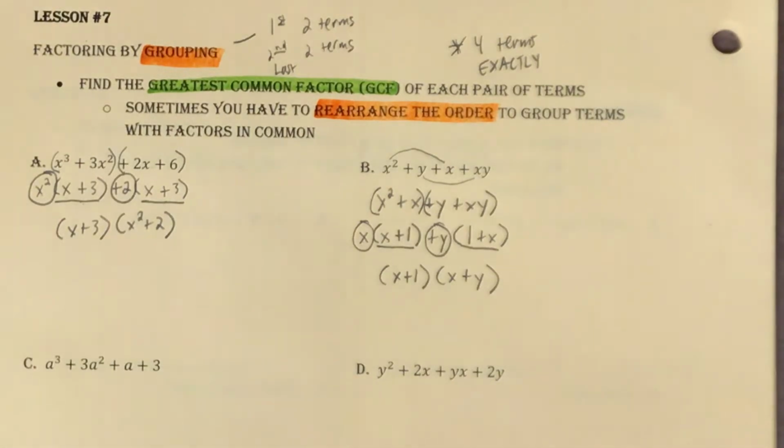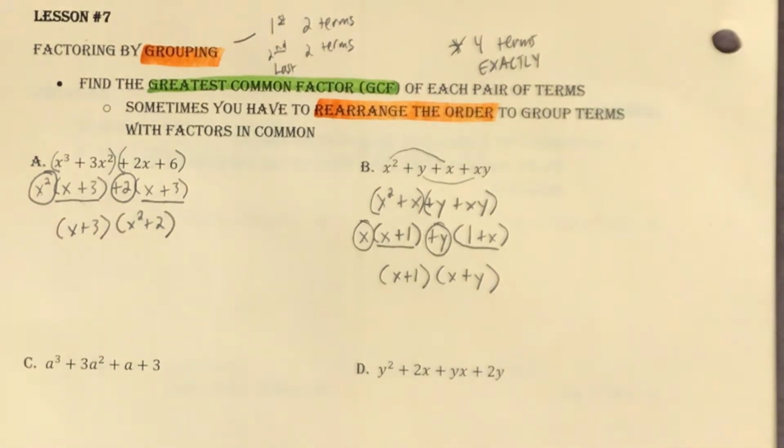All right, well now I would encourage you to try example C on your own, then check your answer with mine. So example C, I've got a to the third plus 3a squared plus a plus 3. So again, I want to look at my groupings, make sure they make sense and I don't need to rearrange. So a to the third plus 3a squared, does that have something in common other than 1? Well, yeah, it does. It's got multiple a's in common, so that grouping works.